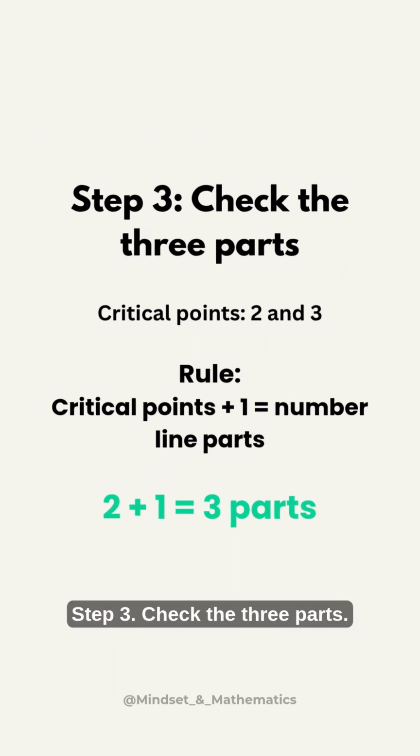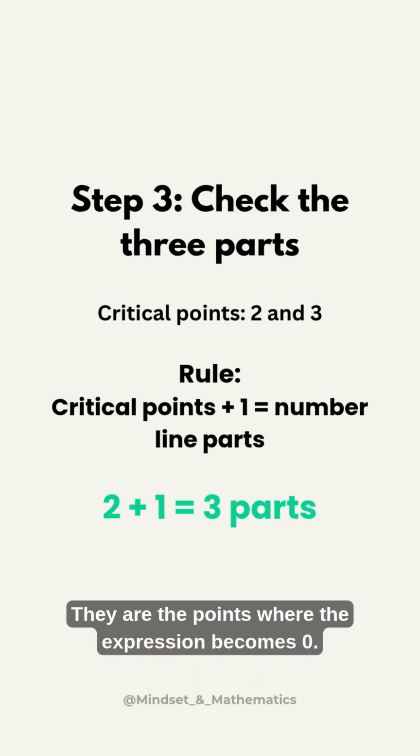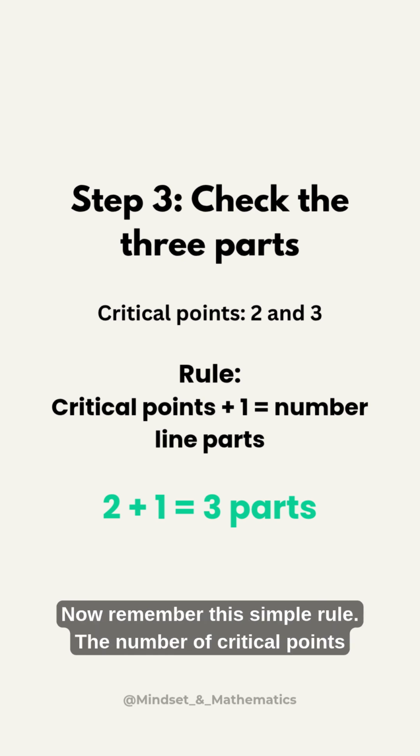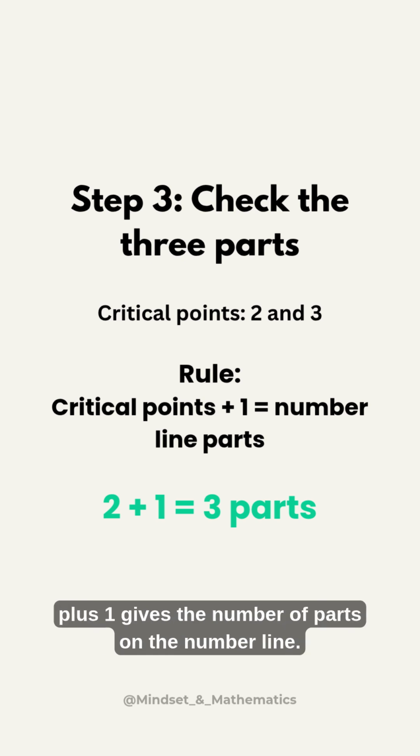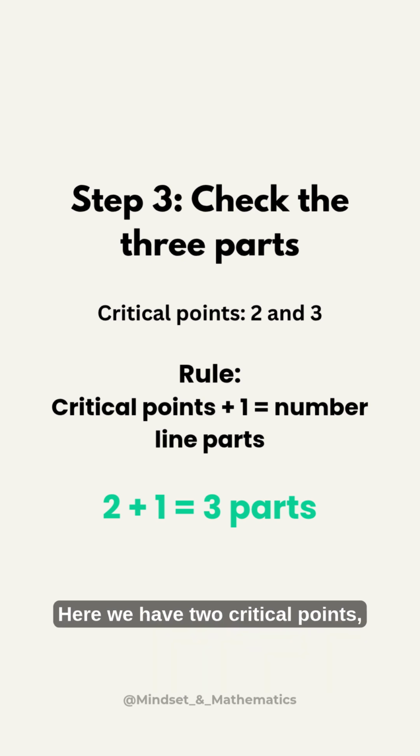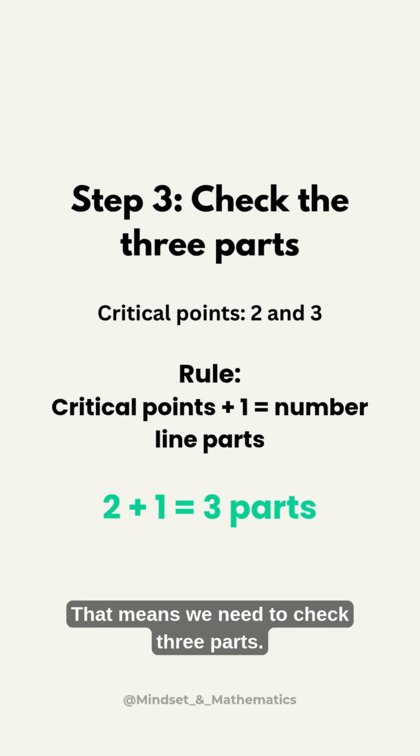Step 3. Check the three parts. From step 2, our critical points are 2 and 3. These are not the final answer. They are the points where the expression becomes 0. Now remember this simple rule. The number of critical points plus 1 gives the number of parts on the number line. Here we have 2 critical points, so 2 plus 1 gives 3 parts. That means we need to check 3 parts.